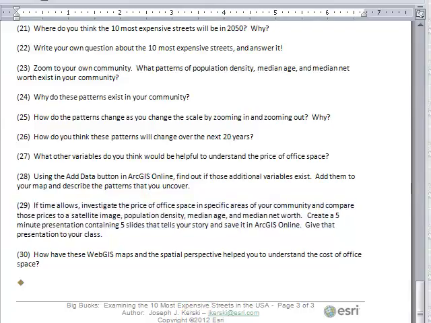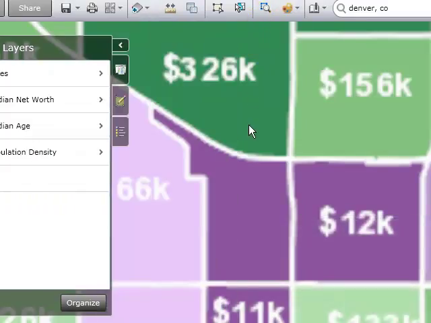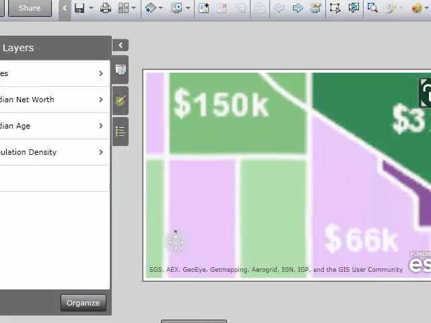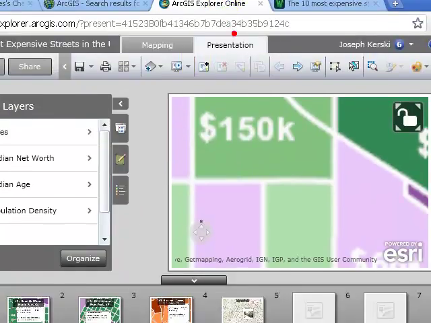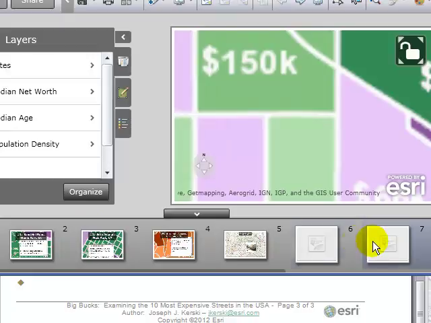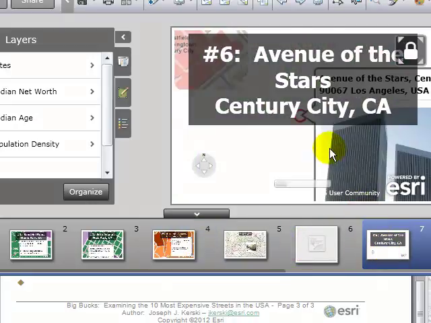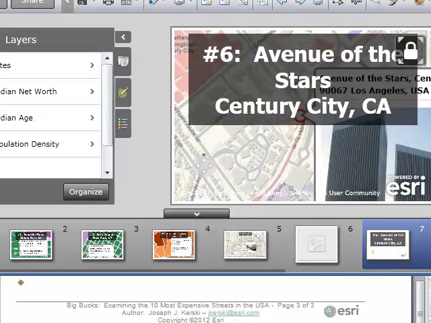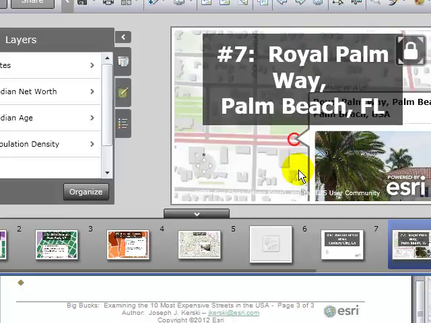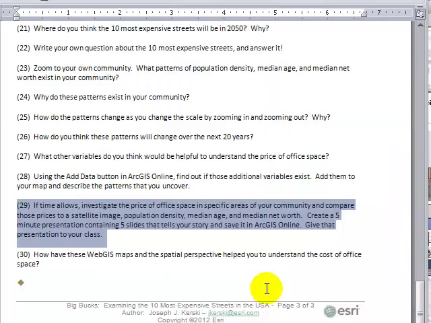Remember that when we were out here, we had a presenter, right? And it's got these slides here along the bottom. Each one of them was telling the story of one of those streets. So here's Avenue of the Stars in Century City, California, Royal Palm Way in Palm Beach, Florida, etc. You could create a set of slides for your own community. That's what I'd like you to do. It makes it a lot more interesting when you add the personal touch, the local knowledge that you might have.